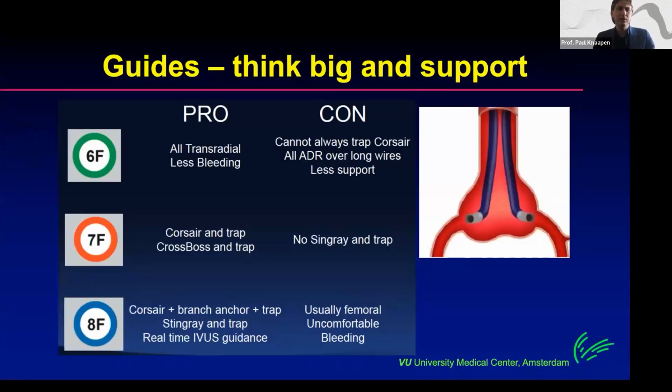So first of all, think big and support. And I know that we have contemporary talk about snuffbox and radial and moving away from femoral, and it's all fine. But we should realize that a lot of our devices cannot be fitted into 5 or 6 French guides. So 7 or 8 are still mandatory, dual access, whether that be both radial, one radial one femoral, which is my approach, or whatever. But be aware that you set up for success and you don't set up for failure. You need large bore guides.